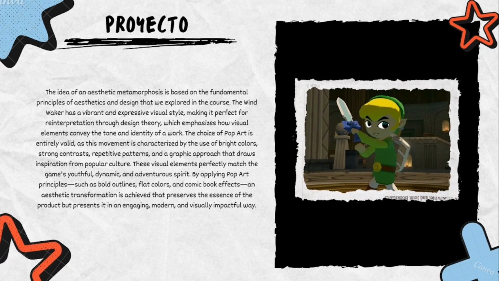The project. The idea of the aesthetic metamorphosis is based on the fundamental principles of aesthetics and design that we explored in the course. The Wind Waker has a vibrant and expressive visual style, making it perfect for reinterpretation. Design theory explains how visual elements convey the identity of a work.